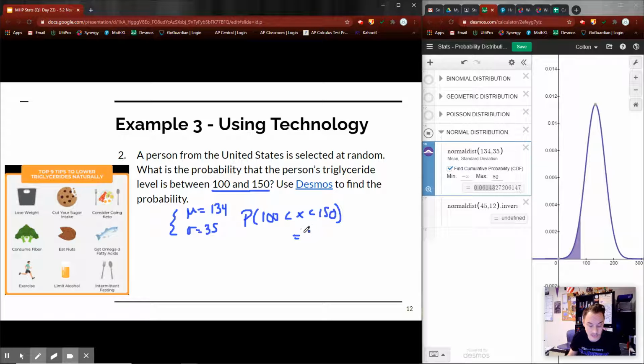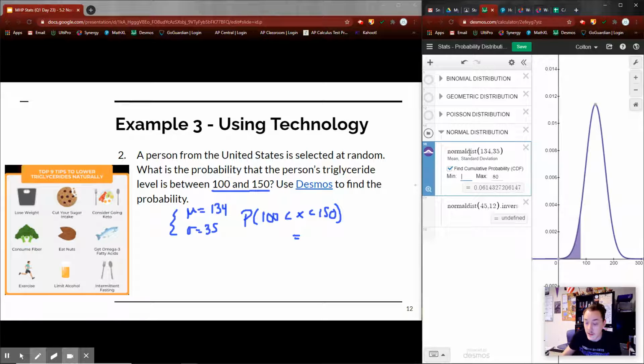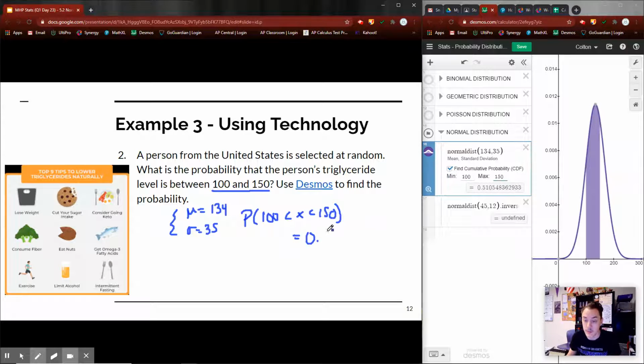Okay, what is that probability? So let's go over here. I'm going to keep the same 134 and 35. But I'm going to change this to be 100. And then I'm going to change that to be 150 because that's my max. And that is now my probability, 0.5105. So roughly 51% of people that you will select at random, the probability of selecting a person at random that will have a triglyceride level between 100 and 150 is around 51%.